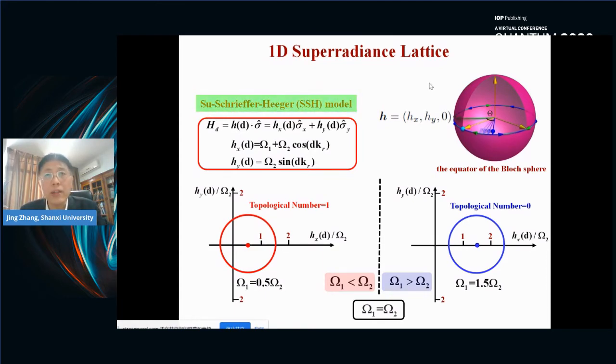When omega 1 is equal to omega 2, the gap is closed. When omega 1 is larger than omega 2, the locus does not encircle the center of the Bloch sphere, or does not cover all the equator of the Bloch sphere as k runs over the Brillouin zone, which means the topological number is 0 and the energy band is trivial.